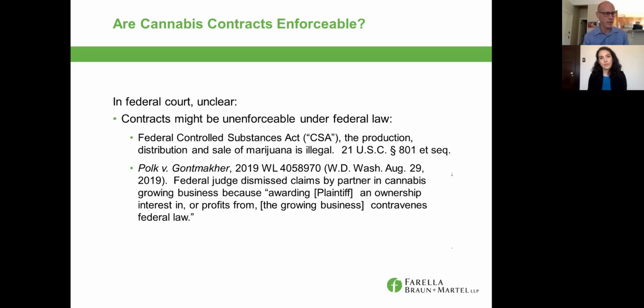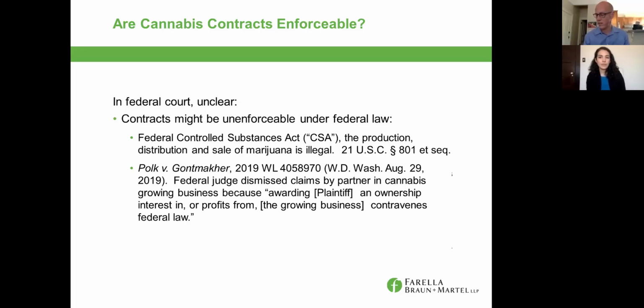And at some point, his 30% ownership interest was never delivered to him, and he never got any of the revenue or profits from the business. And so he sued, seeking both specific performance, that he's entitled to his 30%, and also to get past and future profits. The defendants immediately moved to dismiss the case, arguing that their agreement was not enforceable because of the Federal Controlled Substances Act, because a federal court cannot enforce a contract that is in violation of federal law.